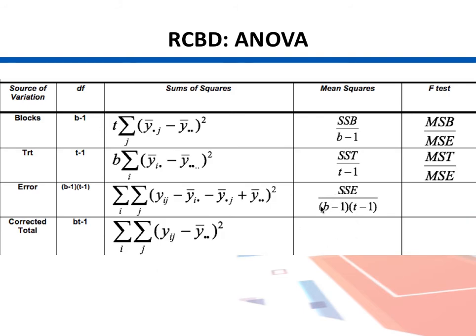The RCBD ANOVA looks like this. So we have the terms in the model. Blocks was there, and degrees of freedom for blocks was b minus 1, and for treatment it was t minus 1, and for error it was the product of b minus 1 and t minus 1.